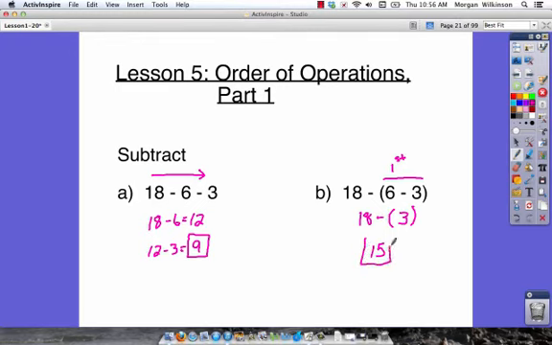Notice we have a different answer, okay? Or our difference is different. Because if we do the 6 minus 3 first, rather than doing 18 minus 6, then minus 3, we get a 15 for problem B rather than a 9 for our difference for problem A. Make sure you do everything within parentheses first, because that's the correct order of operations.